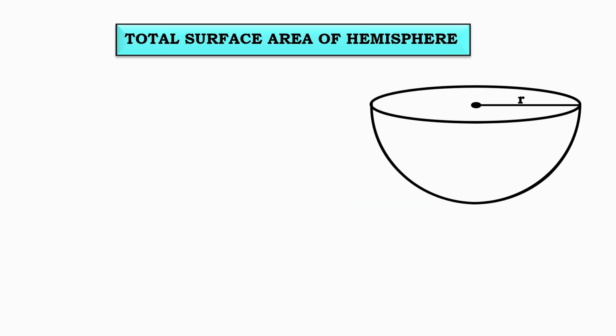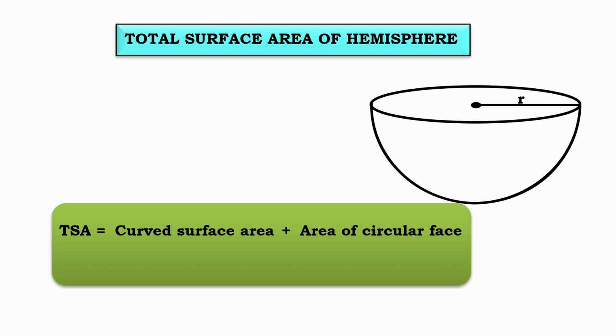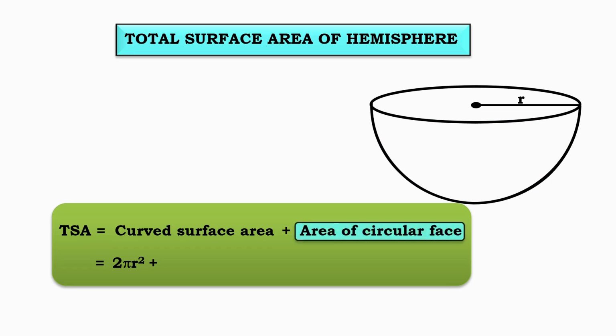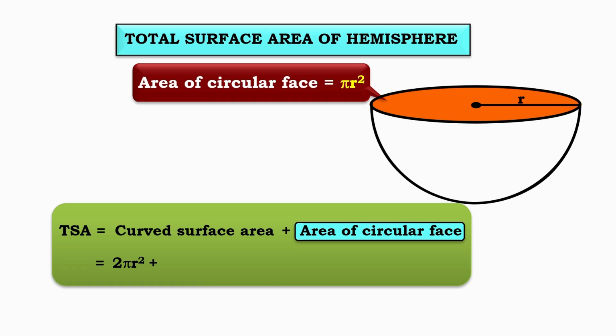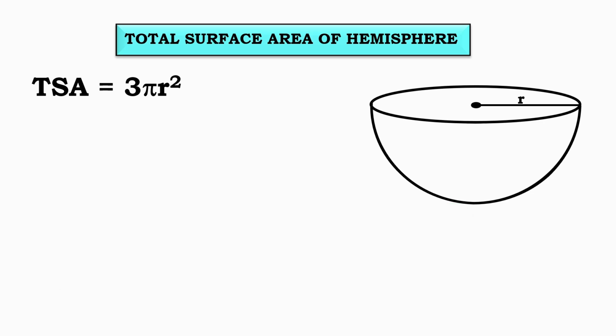Now coming to the total surface area of the hemisphere, the TSA. TSA will be the curved surface area plus the circular face. The curved surface area we already know is 2 pi r square. The area of the circular face will be pi r square, because we know the area of any circle is pi r square. So 2 pi r square plus pi r square is 3 pi r square. This is the total surface area, or TSA, of the hemisphere.